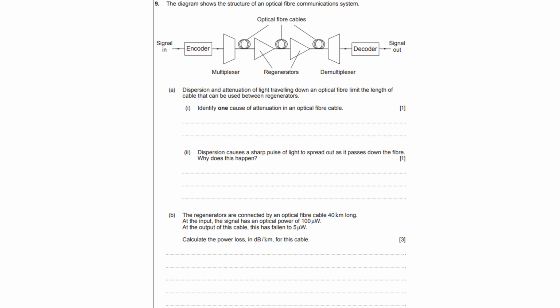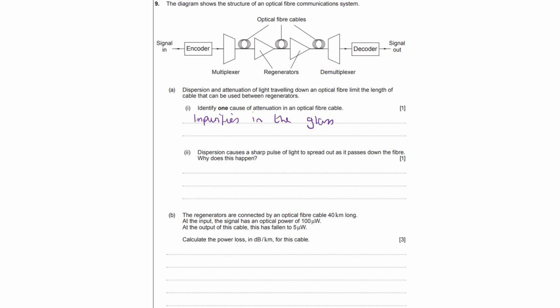Okay, so this one is a fibre optic one. So, one cause of attenuation. What do we mean by that? Basically, impurities in the glass can do this. Or scattering and things like that. But yes, impurities in the glass will attenuate the signal. It basically means that the light won't get down very far. So impurities is the main thing, impurities in the glass, because it's not perfect.